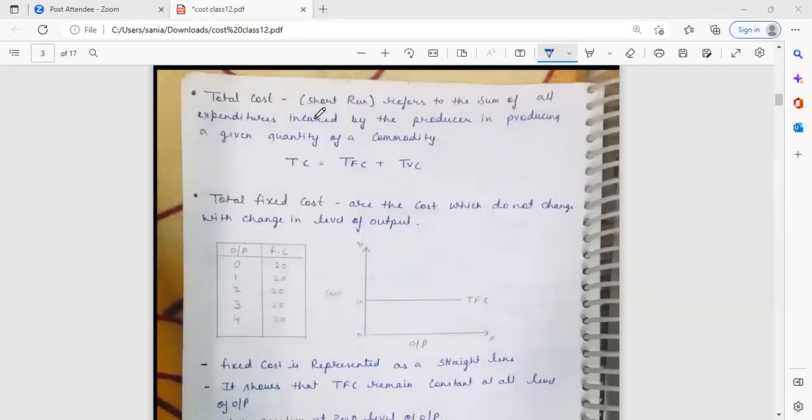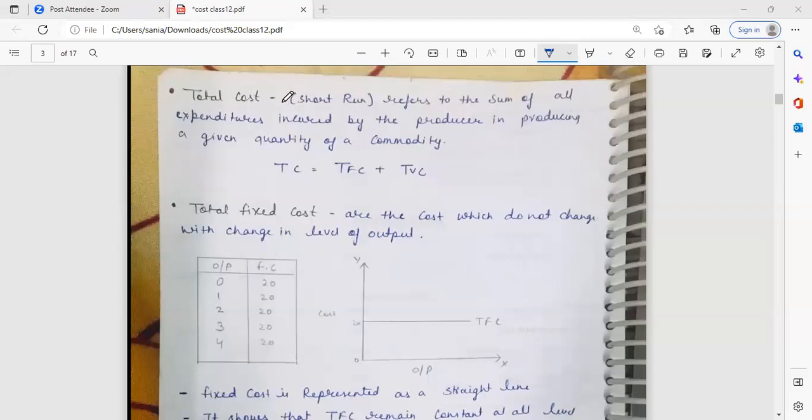Now coming to total cost. Obviously, short run. Total cost in the short run refers to the sum of all the expenditure. Cost means it's not the price. It's whatever money you are spending in the process of making something. So it refers to the sum of all the expenditure incurred by the producer in producing a given quantity of a commodity. What is total cost? Basically, total fixed cost plus total variable cost.